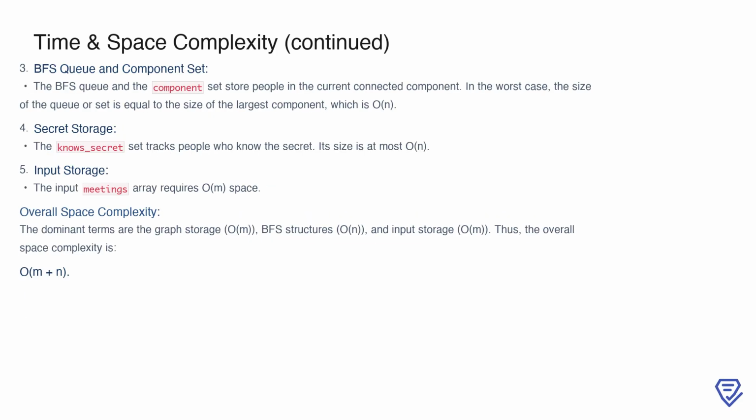Another contributor to space complexity is the BFS queue and the component set, which store people in the current connected component. The size of these structures is determined by the largest connected component, which in the worst case could contain all n people, leading to a space requirement of n. We also have the knows_secret set, which keeps track of the people who know the secret. Since the size of this set is at most n, it requires n space. Finally, the input meetings array itself uses m space. When we sum up these contributions, the dominant terms are the graph storage, BFS structures, and the input storage. The overall space complexity of the solution is therefore m plus n.